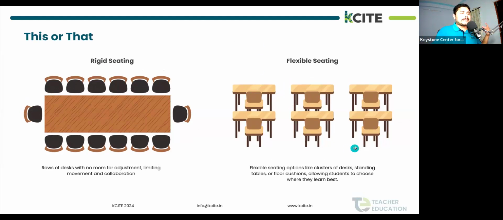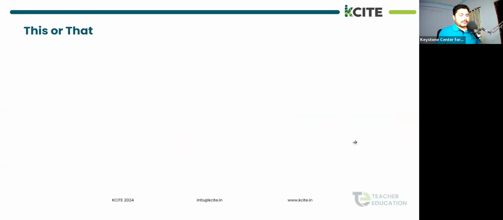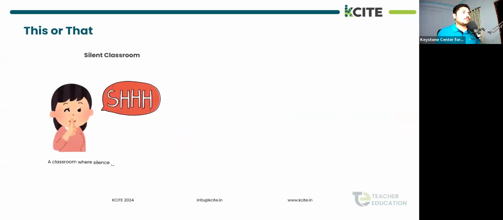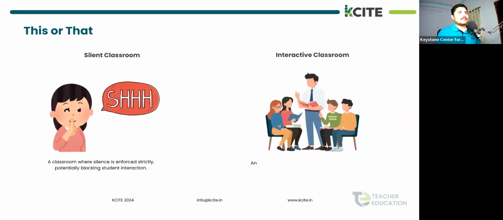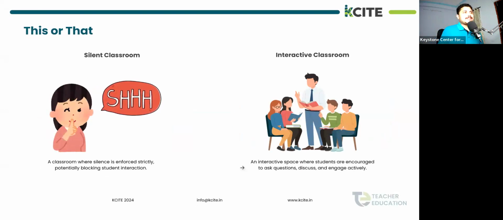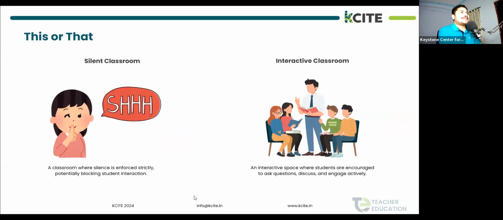So remembering and understanding this, the reason this grouping configuration is important is because whatever you do, if you're making a small group, you have to ensure that they're continuously interacting with each other and communicating. Okay. So next one is going to be the silent classroom, or you want an interactive classroom. What do you want? Now the teachers might say most of the time you want them to be silent in the class, right? Interactive.